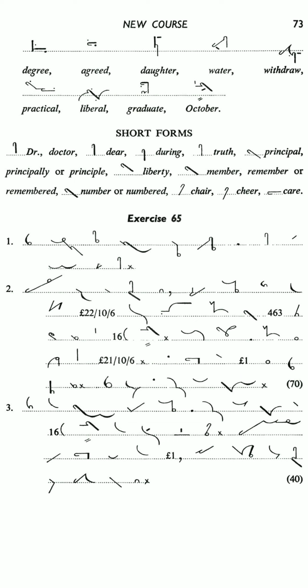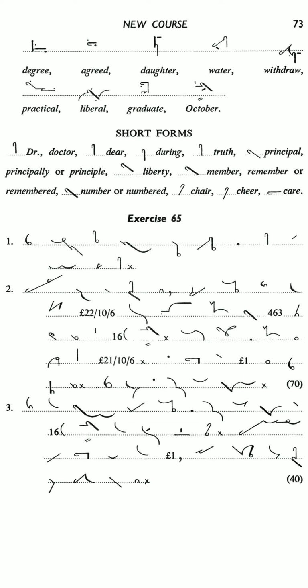These are the short forms. D with R hook above the line for doctor. Same outline on the line for dear. Same outline through the line for during. T with R hook on the line for truth.